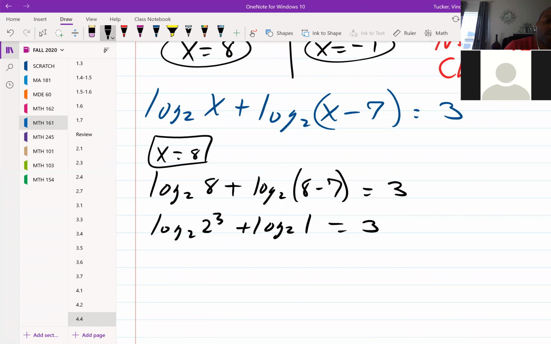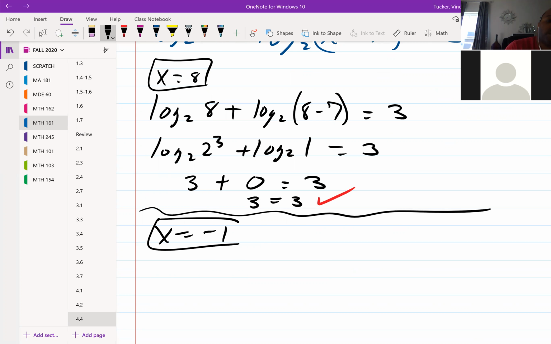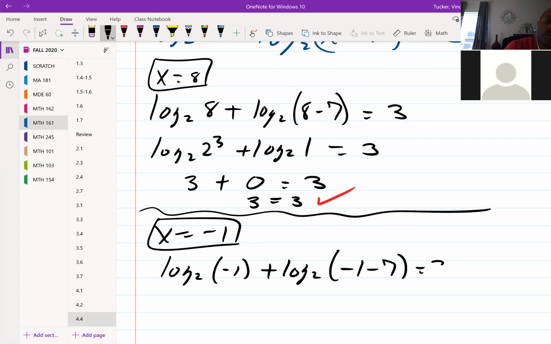Log base 2 of 2 to the third power is just 3. Log base 2 of 1 is 0. And we see 3 is equal to 3, which checks out for us. So x equal to 8 is fine. X equal to -1, we check that. We see this does not work.